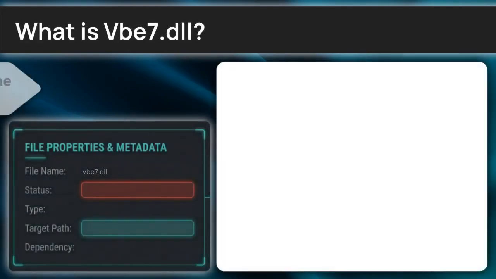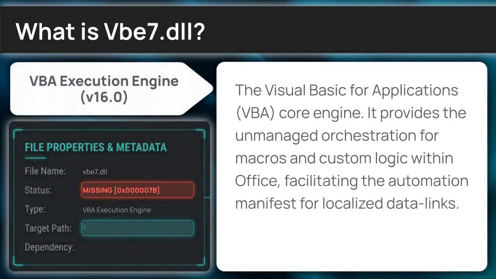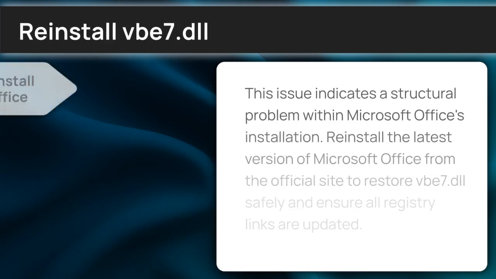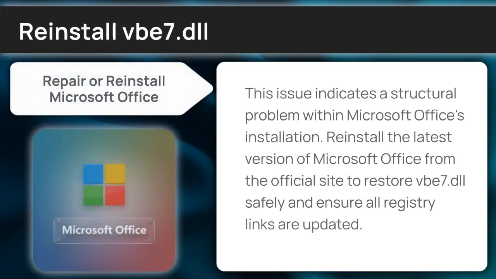This is the VBE7, the Visual Basic for Applications, VBA core engine. It provides the unmanaged orchestration for macros and custom logic within Office, facilitating the automation manifest for localized data links. With the explanation out of the way, let's refresh the affected files. This issue indicates a structural problem within Microsoft Office's installation.